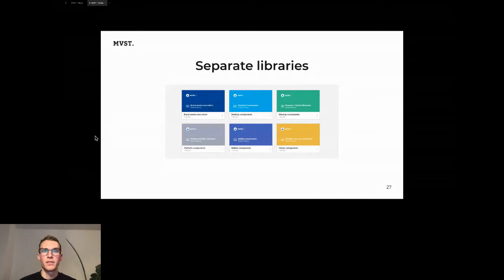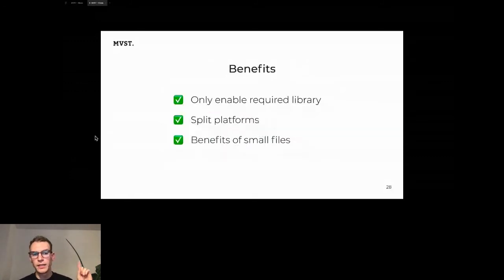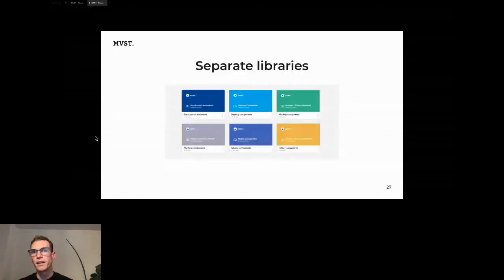What are the benefits of that? You can only enable required libraries. So I only need the brand asset because I'm just creating something, or I only need the mockup library because I'm just mocking something quickly. As you've seen in the example as well, you can split the platform between platform, mobile, and desktop, for example.